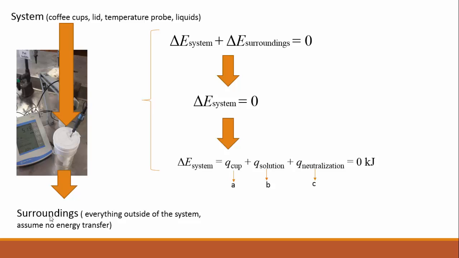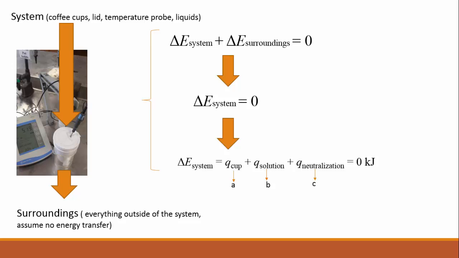And in this experiment, you're assuming that no energy is being transferred to the surroundings. And you might want to think about whether that assumption is valid or not. But if we assume that, the first law of thermodynamics can be stated like this: the change in energy of the system plus the change in energy of the surroundings is going to be equal to 0. And so if we assume that no energy is transferred to the surroundings, therefore the change in energy of the system is going to be equal to 0.